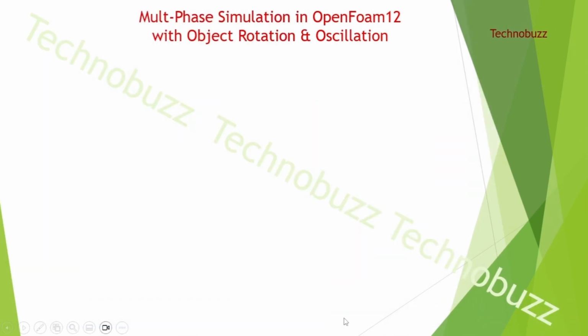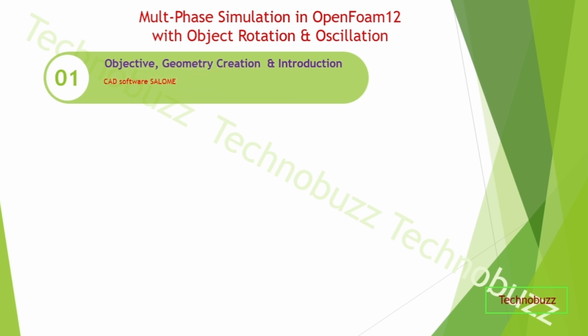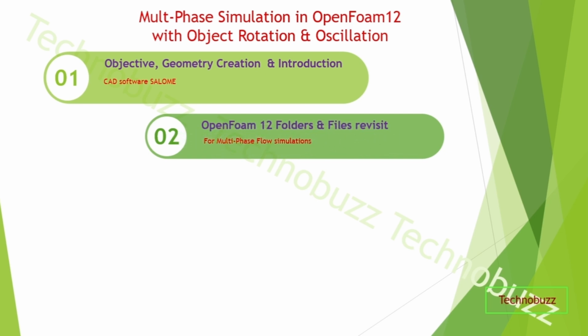So in this video, I will discuss how to set up a multiphase simulation with object rotation and oscillation. So let us see the route map. First, I will explain the objective along with a brief introduction on multiphase modules in OpenFOAM 12. Further, I will discuss and show the geometry considered for this simulation. Next, I will explain the OpenFOAM 12 folders and files needed for multiphase flow simulations.